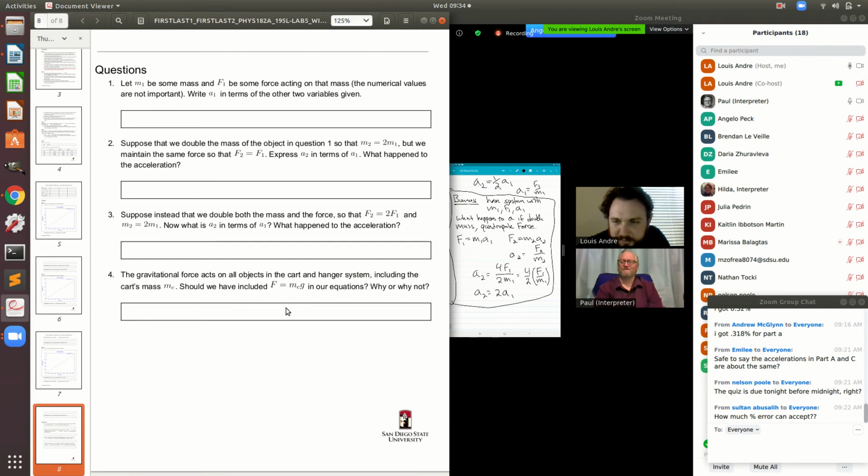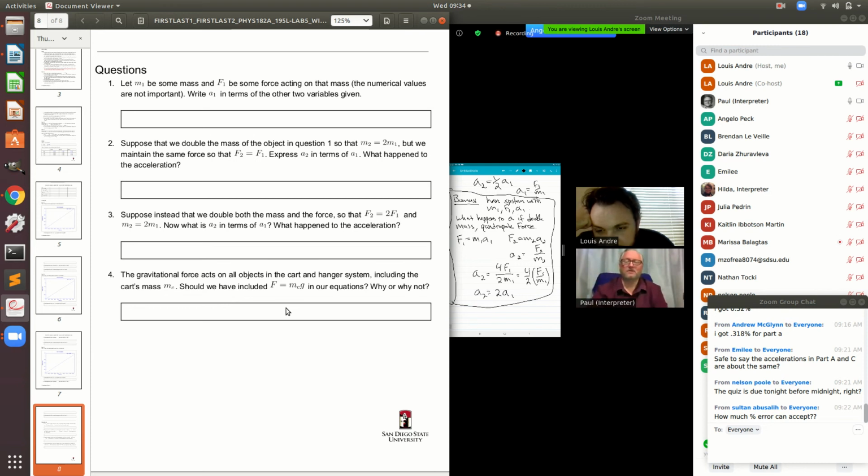Cool. So we talked about a couple of the questions. I don't give everything away. Suppose instead we double both the mass and the force. So I did the first one, I did the second one, and then I did a bonus. So you guys go ahead and tell me the third one. It's just like number 2, except we're doubling the mass and the force. Write it like I have on this paper over here, and tell me what would happen. What would my A2 equal, what times A1?